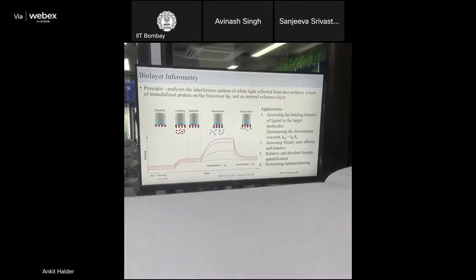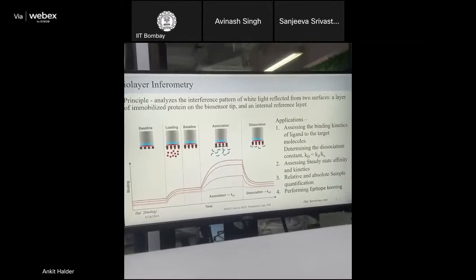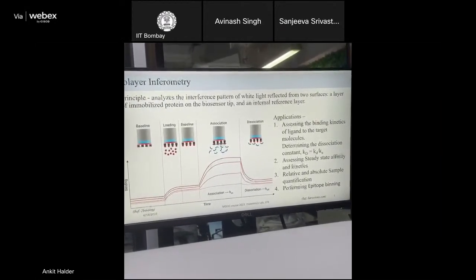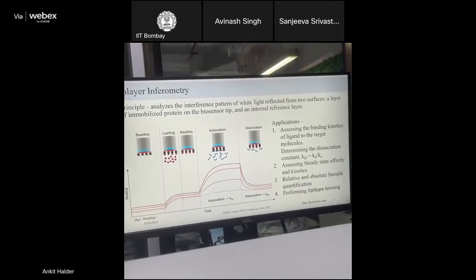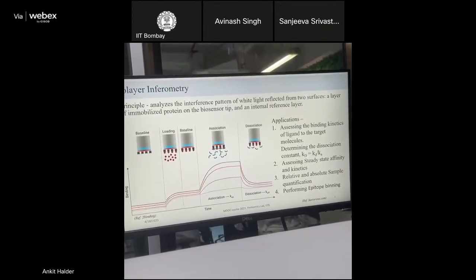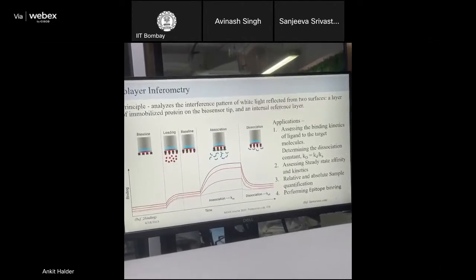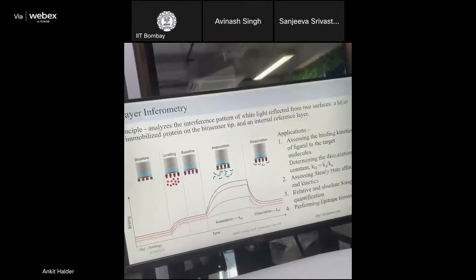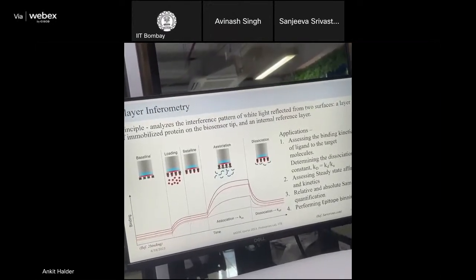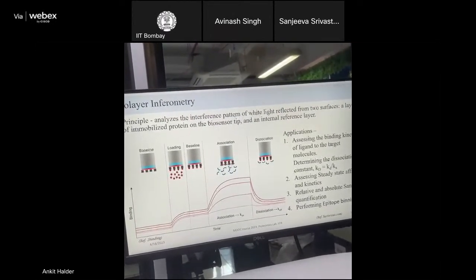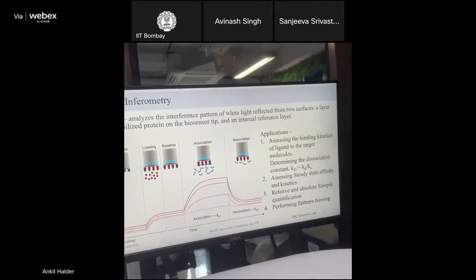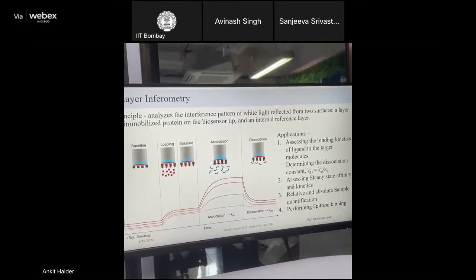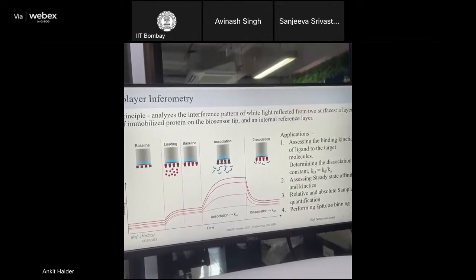So here basically we can assess any binding kinetics of ligand and molecule based interactions, mainly determining the dissociation constant. So the association rate and the dissociation rate, the ratio of it. Also, it can be used for assessing the steady state affinity and kinetics of any interaction. Again, relative and absolute sample quantification can also be done, provided we have the known standards of those molecules.